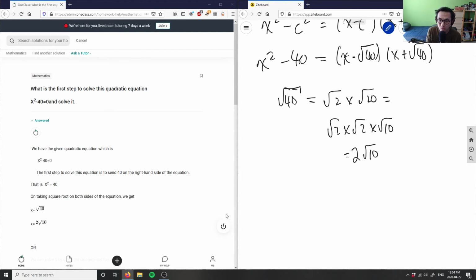It would be a difference of squares equation, right? So x squared minus 40 would equal x minus 2 root 10 times x plus 2 root 10.